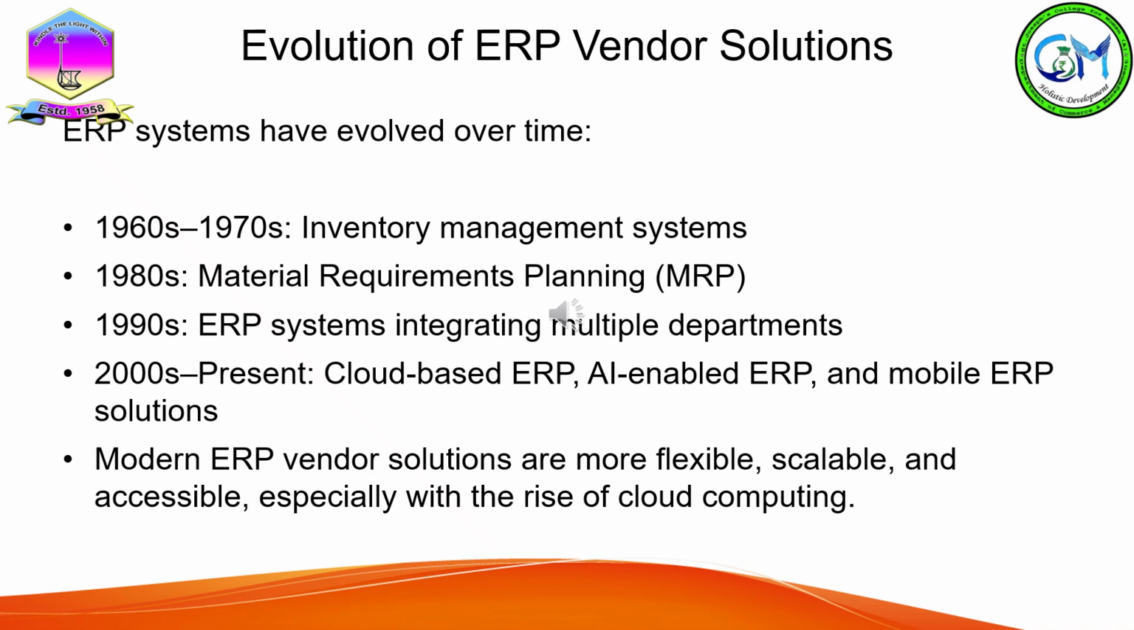Evolution of ERP vendor solutions. ERP systems have evolved over time. During the 1960s and 70s, they were developed for inventory management systems, and during the 1980s, for Material Requirement Planning (MRP). In the 1990s, ERP systems were integrated across multiple departments to coordinate all the departments in an organization. From 2000 till the present, cloud-based ERP systems, artificial intelligence enabled ERP software and mobile ERP solutions are used, and vendors are updating their ERP software according to changing technology and upgradation. So these are the developments in the evolution of ERP vendor solutions. Modern ERP vendor solutions are more flexible, scalable and accessible, especially with the rise of cloud computing.